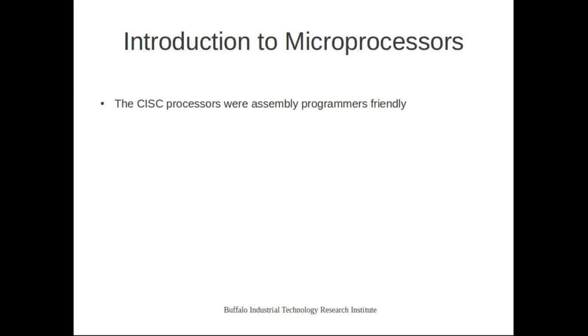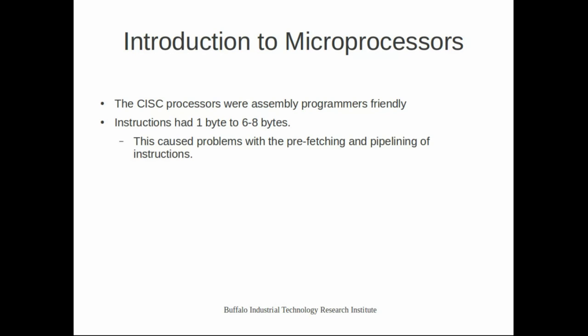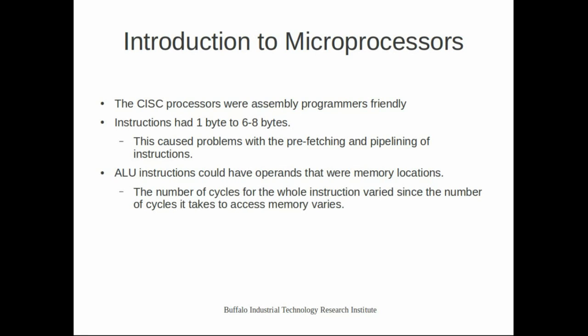CISC was friendly to assembly programmers. Instructions in CISC computers ranged from 1 byte to 6 to 8 bytes. This variable length of instructions caused problems in prefetching and pipelining of instructions. Instructions involving the arithmetic logic unit had operands which were memory locations. The number of cycles required to access a memory location varies. This caused the number of cycles required for the whole instruction to execute to also vary.